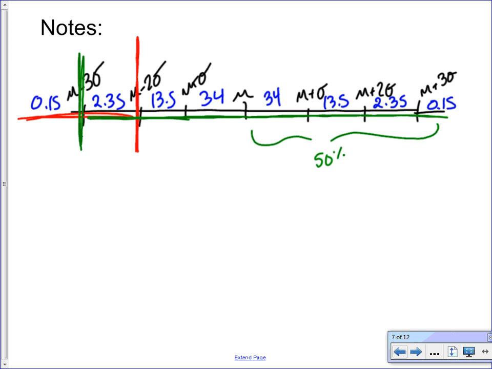You can add all of them together and multiply them by 2 except for the 0.15. Oh, okay, so you could do like 34 plus 13.5 plus 2.35 times 2, and then add that one lonely 0.15. Okay, I like that. Anything else?